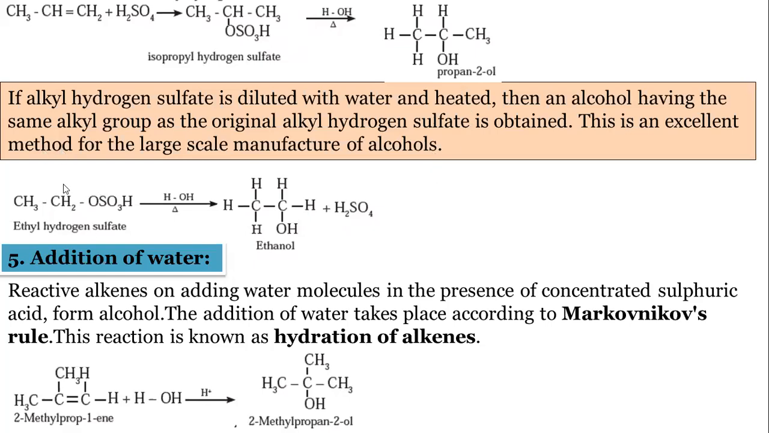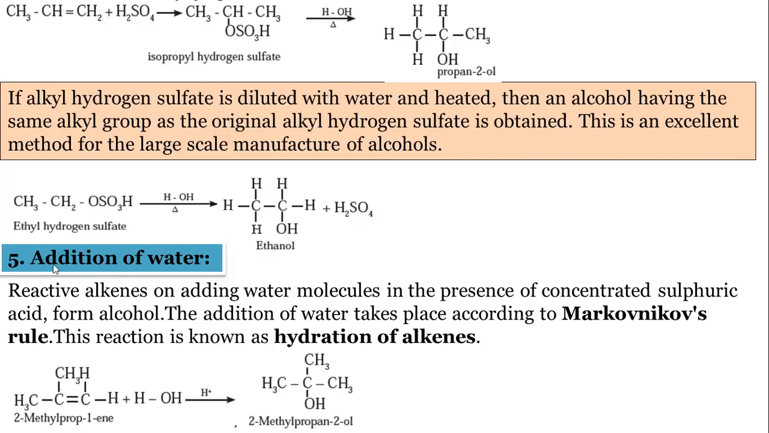So here is also another example. This is ethyl hydrogen sulfate. If it undergoes hydrolysis, we will get ethyl alcohol, or it is called ethanol, and again H2SO4 will be regenerated. So this is a very important reaction, an excellent method for preparation and large scale manufacture of alcohols. To prepare alcohols, this method is used.